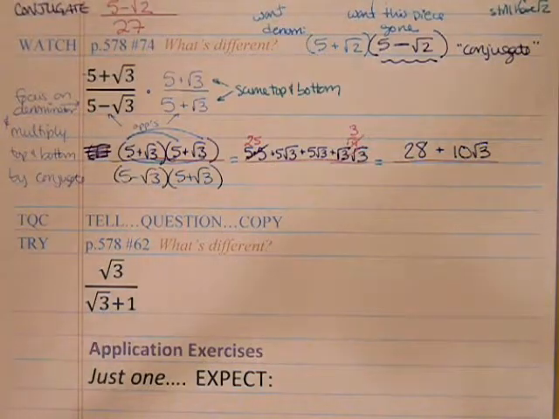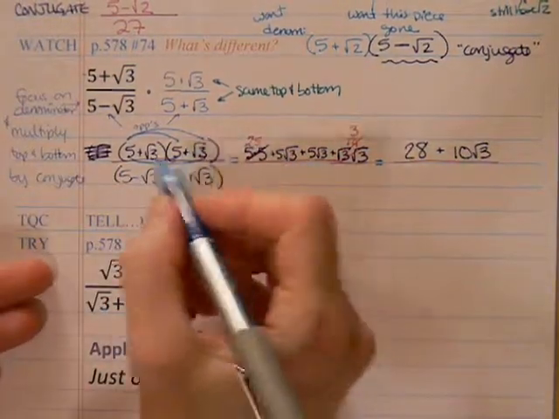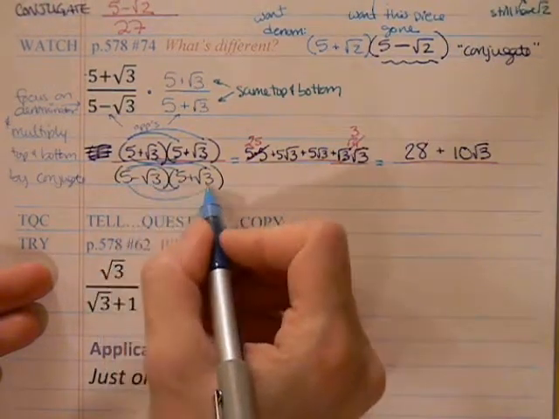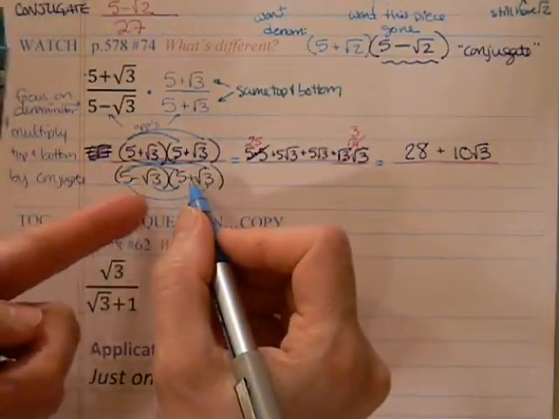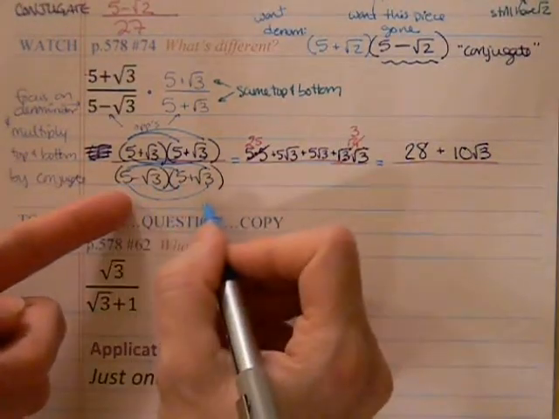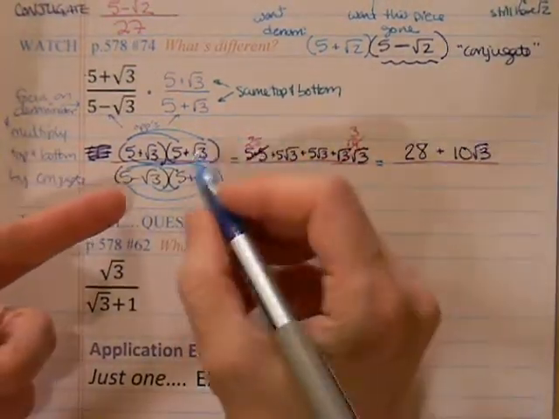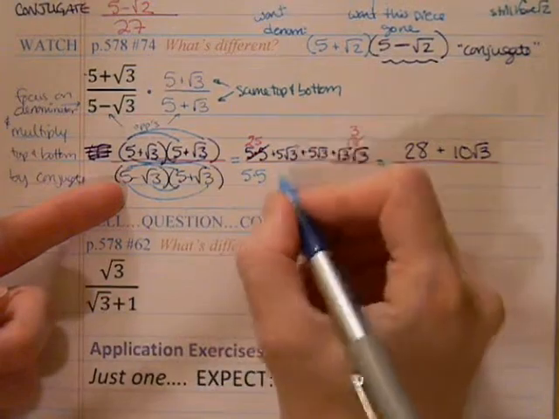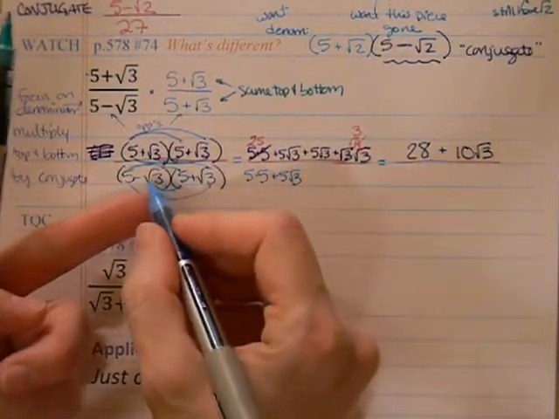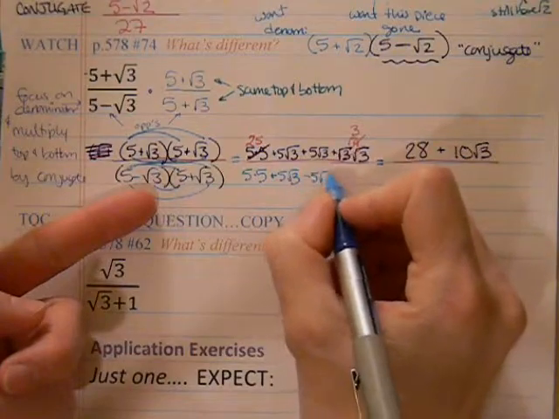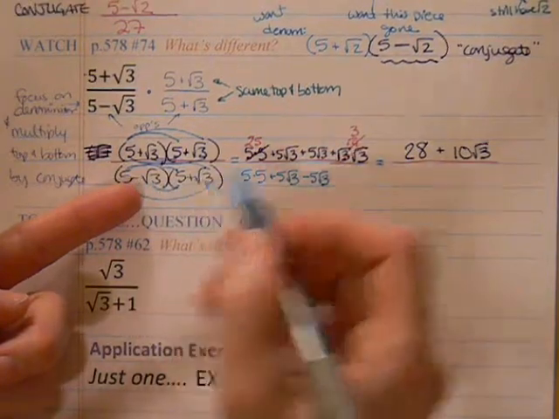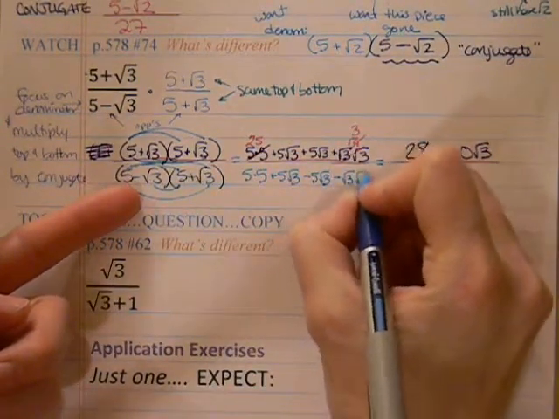Now on the bottom, again, we have first times first, outside times outside, inside times inside, last times last, and we deliberately set it up so that the conjugate would create the outside and inside to be opposites and cancel. So let's look at what that looks like. 5 times 5. We've got outside outside plus 5 radical 3. Inside inside is going to be a minus 5 radical 3. And then on the last times last, watch this, you've got a negative times a positive. That's going to be a negative radical 3 times radical 3.